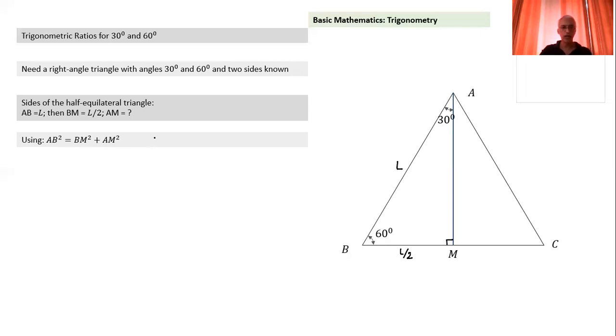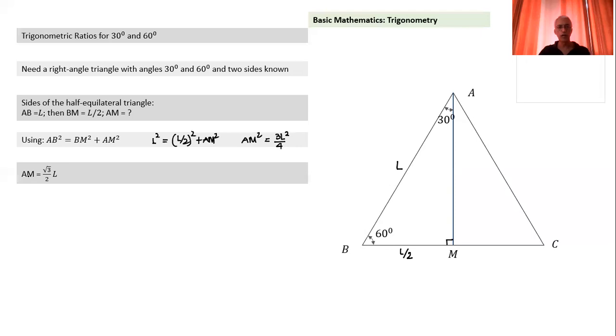What is AB square? L square. What is BM square equal to? L by 2 whole square, plus AM square. So from here we get the value of AM square: L square minus L square by 4. It will be equal to 3L square by 4. So what would AM be equal to? Square root of this. So AM is equal to root 3 L by 2. The third side is root 3 L by 2.